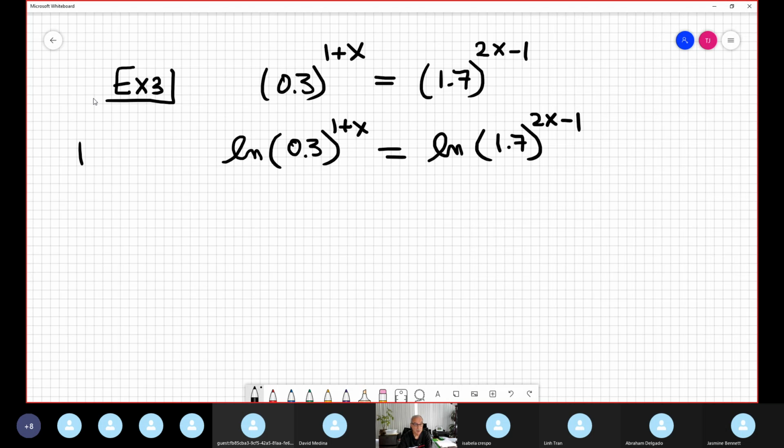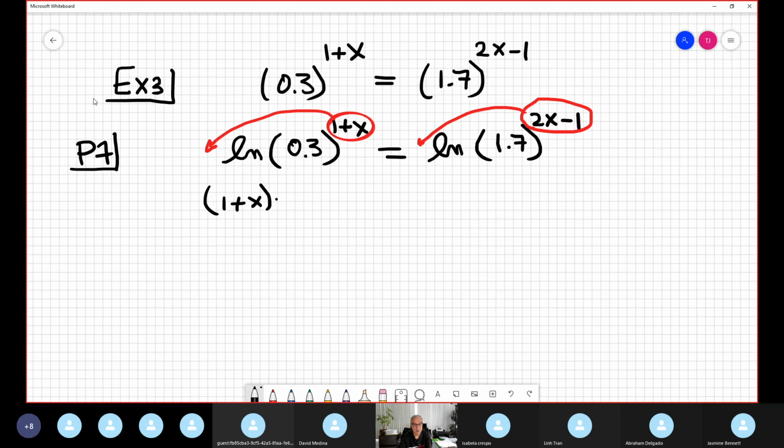One more time, you apply the property number 7. Okay, fantastic. Allow this exponent to go to the front, and this exponent to go to the front. But be careful because this is a binomial. It's a binomial, you put the parentheses (1 plus x) times ln of 0.3 is equal to (2x minus 1) times ln 1.7. And don't worry about ln 0.3 and ln 1.7, it's just a number and you put it in the calculator, of course. The rest is algebra.